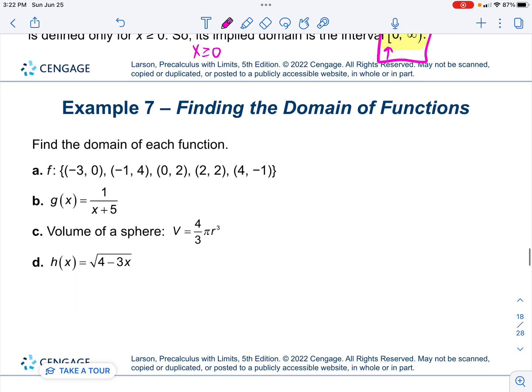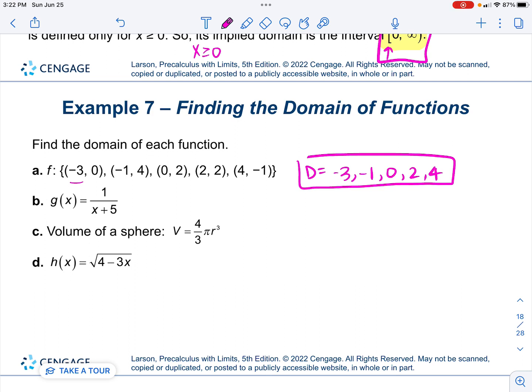All right, so here are some examples we'll do. So find the domain. A domain can be a list of numbers. So here, all the x values would be my domain. It's all of the inputs, or all of the x values of each ordered pair.